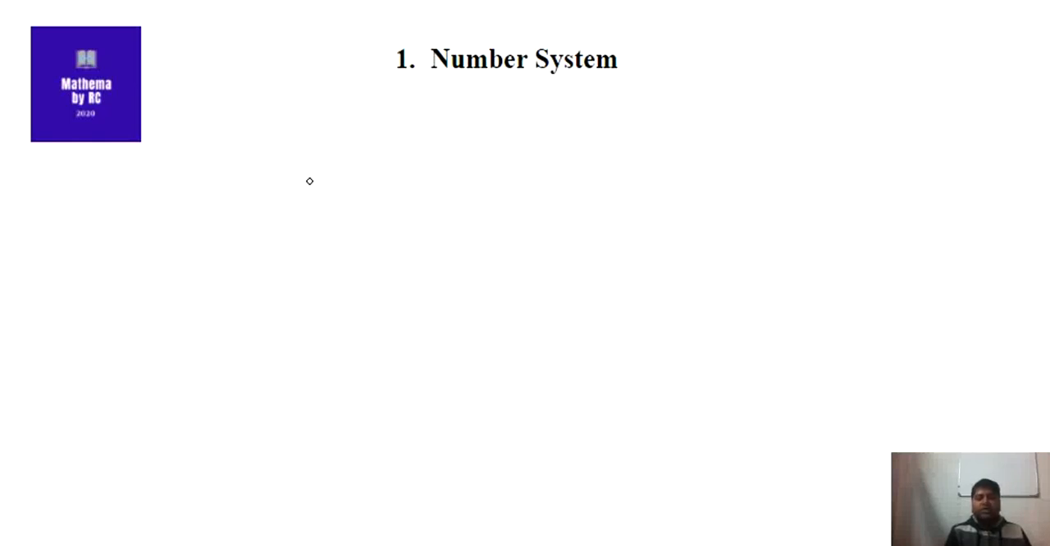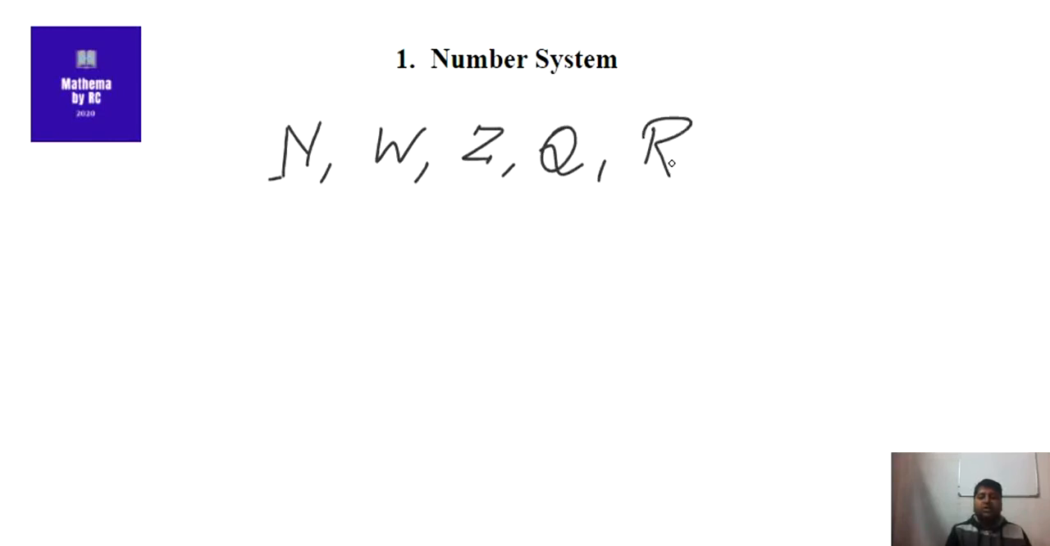Today is our third class of class 9, in the chapter Number System. In the previous two classes we discussed different types of numbers: the set of natural numbers, the whole numbers, the integers (capital Z), the rational numbers (Q), and also the real numbers. All these numbers are represented on a number line.